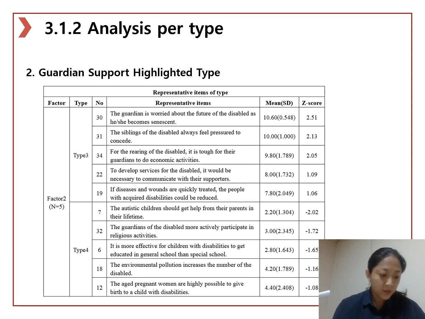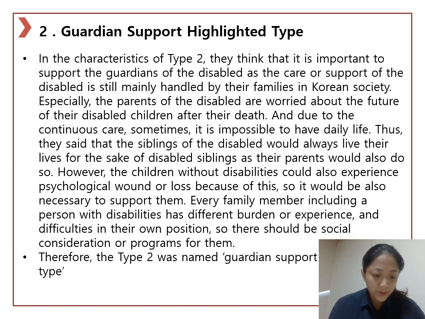The second type was named Guardian Support Highlight Type. In the characteristic of type 2, they think that it is important to support the guardians of the disabled, as the care or support of disabled is still mainly handled by their families in Korean society. Especially the parents of disabled are worried about the future of their disabled children after their death. And due to the continuous care, sometimes it is impossible to have a daily life.